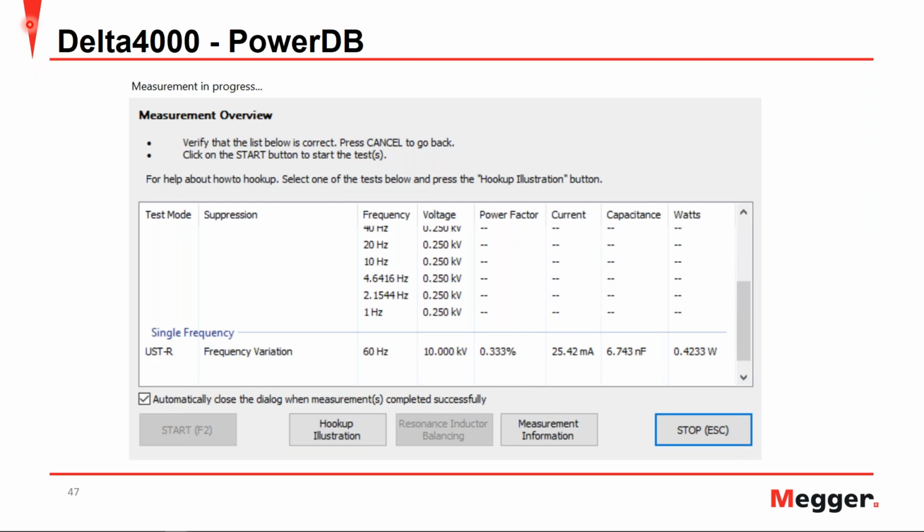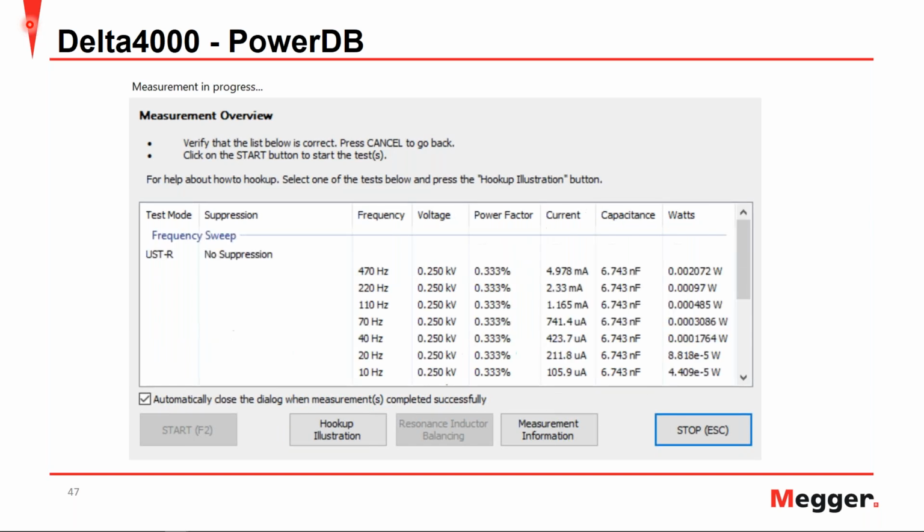Then it'll move to the 10 measurements in the range of 1 to 505 Hertz, seen here. So again, we have our power factor, our leakage current, capacitance, and the watt loss for the power factor measurement of these frequencies.